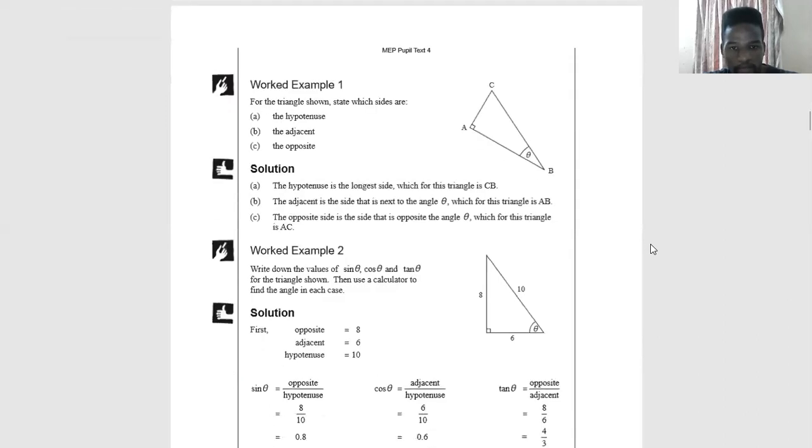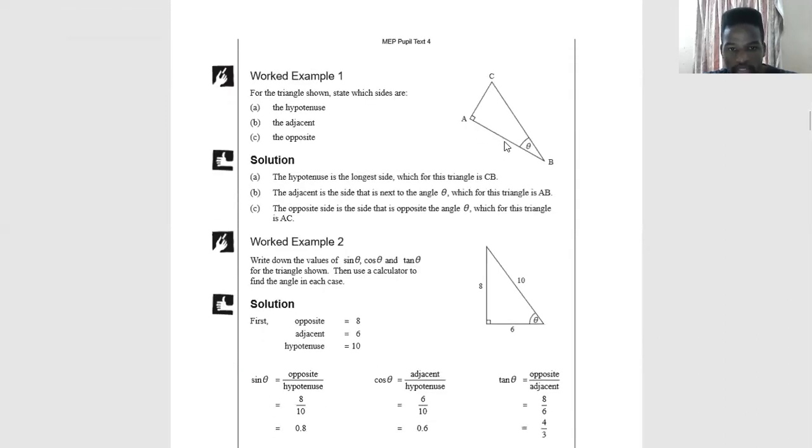For the triangle shown, state which side is the hypotenuse. Remember, for the hypotenuse, you must first locate the 90 degrees. So the side opposite that angle will be the hypotenuse. Are we clear, guys? Easy, easy. So this side, CP, will be our hypotenuse.